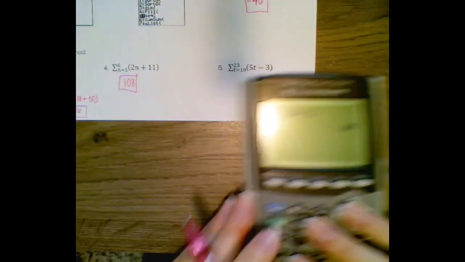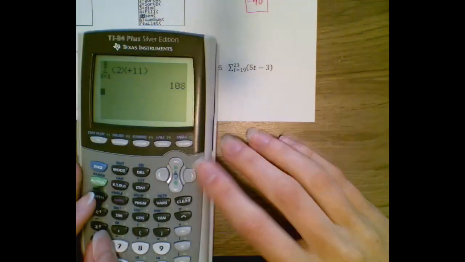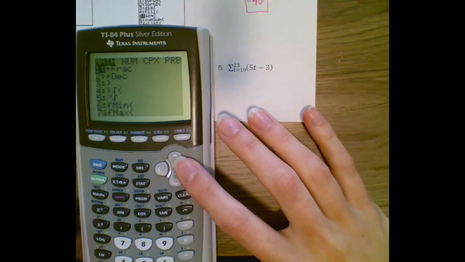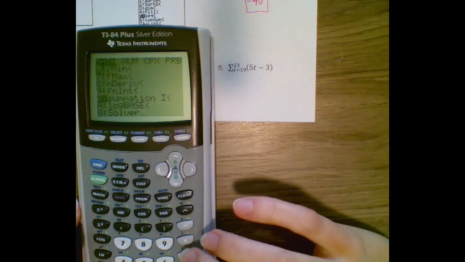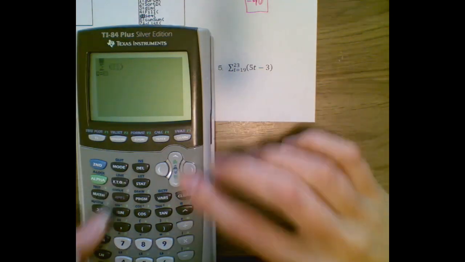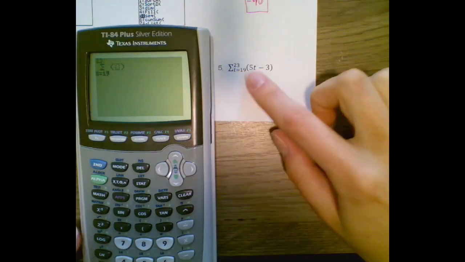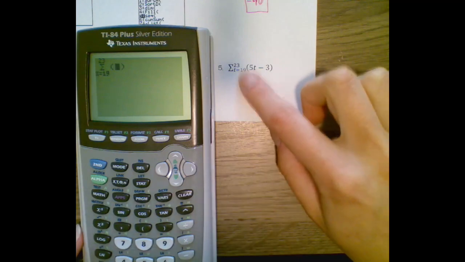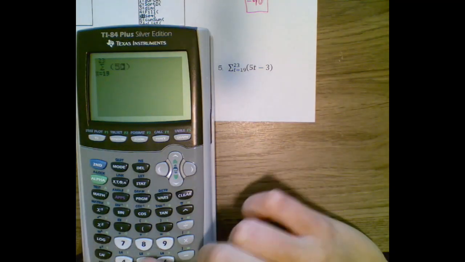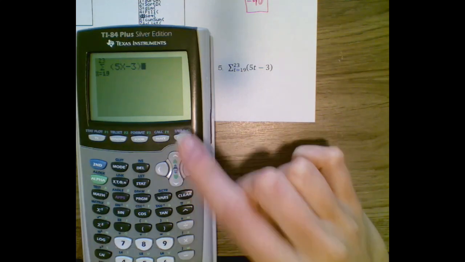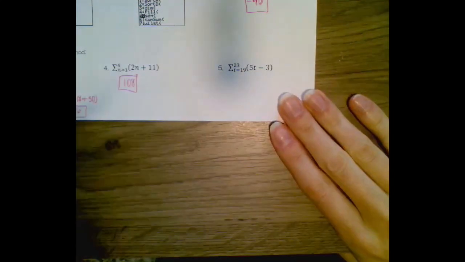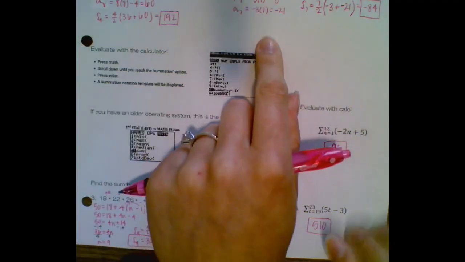Number 5. That's summation notation again, so I'm just going to do that on my calculator. All right, so math, summation. These are t's, but I can still use an x. It does not matter. So I'm starting at the 19th term, and I want to find the sum of the terms from 19 to the 23rd term. So 5x minus 3, that looks good. 510.